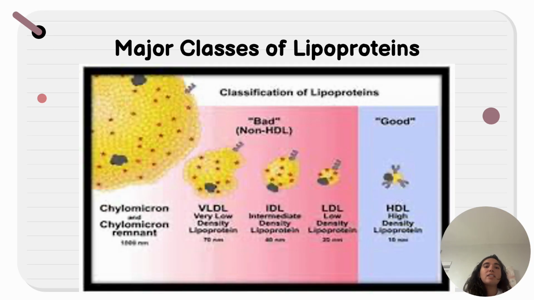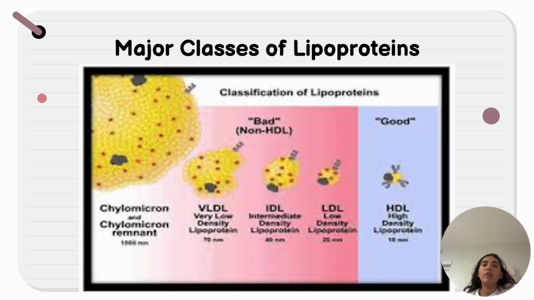Next, there are the very low density lipoproteins, or VLDL, which are produced by the liver to export triglycerides synthesized from excess carbohydrates and fats to tissues throughout the body. As VLDL particles are metabolized, they lose triglycerides and become intermediate density lipoproteins, or IDL, which are transitional particles that can either return to the liver or be further converted into low density lipoproteins, or LDL.